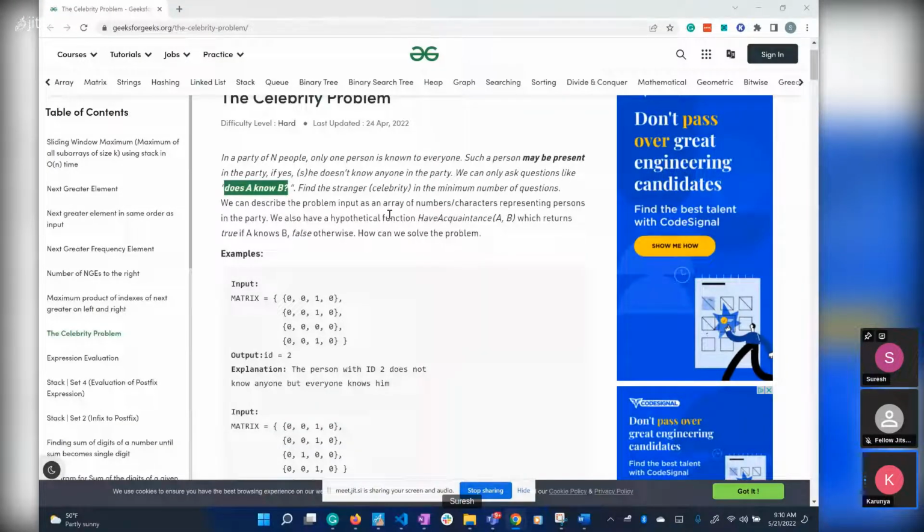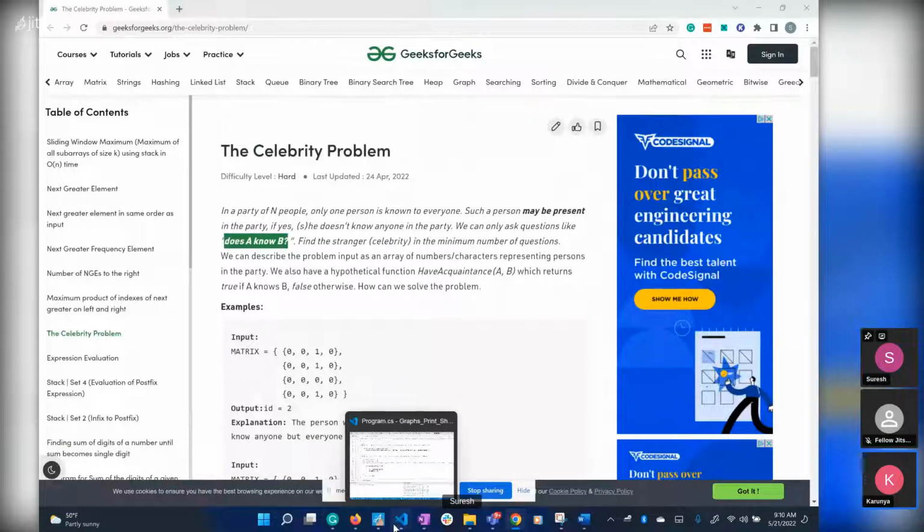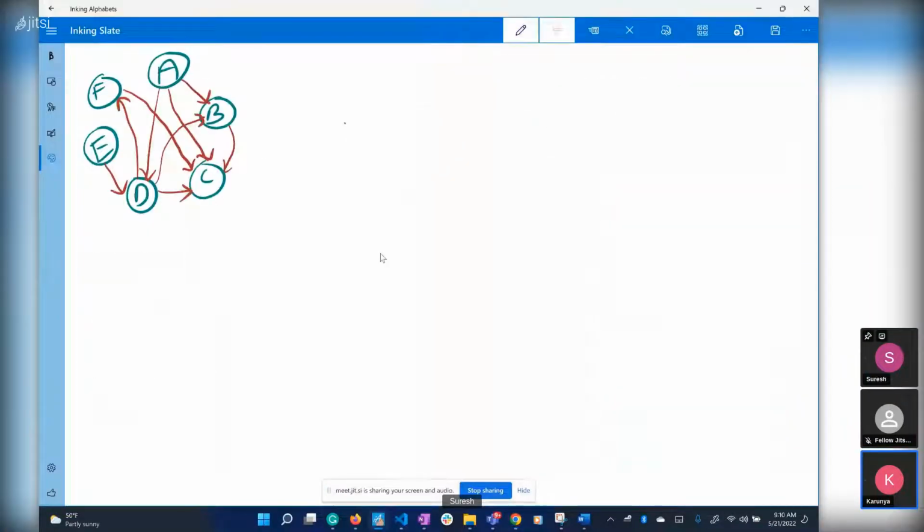The naive approach is checking whether two nodes have a connection, and recording the acquaintances of each and every node. Exactly. And find the most repeated node. Very good. Not the most repeated node, but the node which is known by, that has a path from every node. Exactly. That's the way to find it.